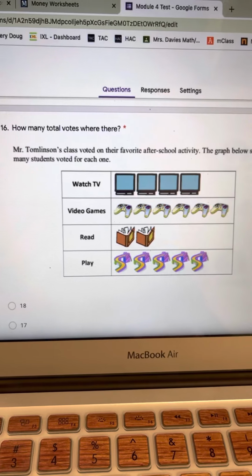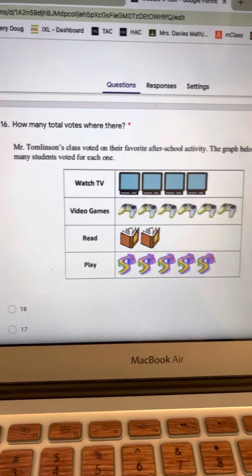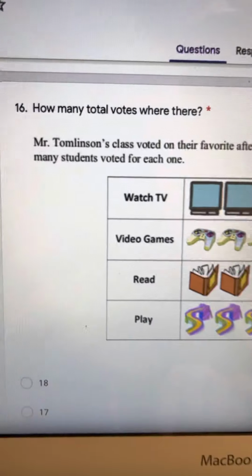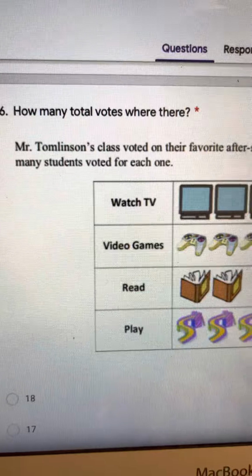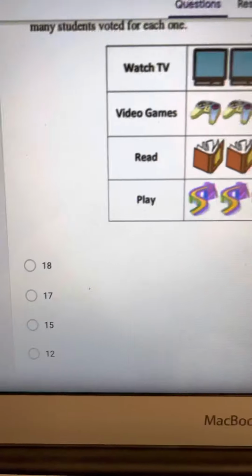Number 16, Mr. Tomlinson's class voted on their favorite after-school activity. The graph below shows how many students voted for each one. The question is, how many total votes were there? So you're counting up how many total votes they had.